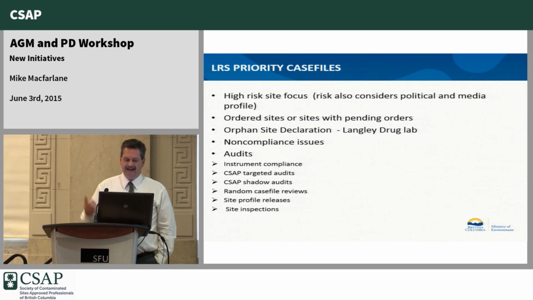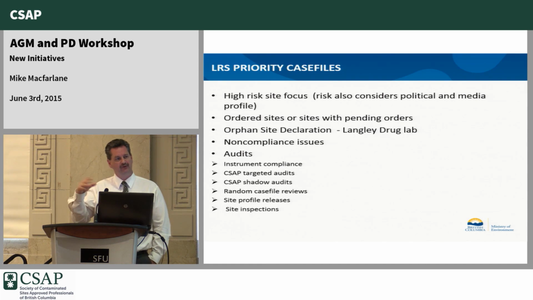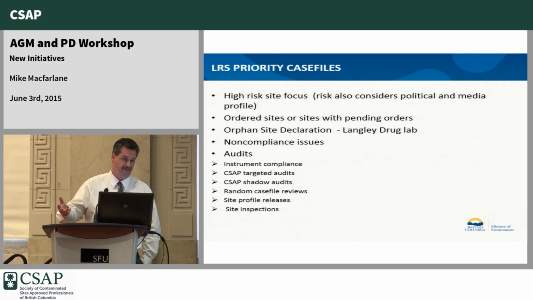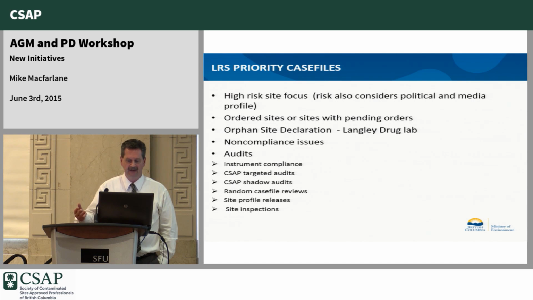Case files. Again, our focus is on high-risk sites, and the new wrinkle we have to look at is the political media. When there's lots of sites that hit the political waves and they're on the news or in the paper, we get them all of a sudden as a priority to deal with, even if it's not high risk. Ordered sites or pending ordered sites: we've drafted a number of draft orders and sent them to parties, hoping we don't have to necessarily finalize them, but we will if we have to. Those are a priority for us.